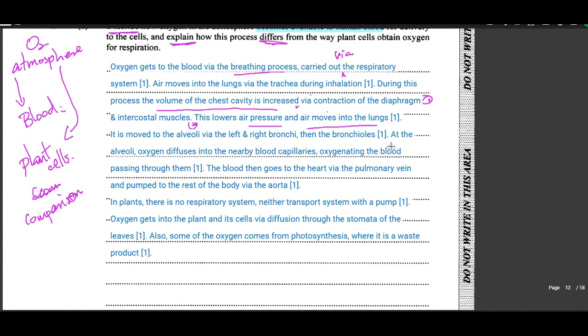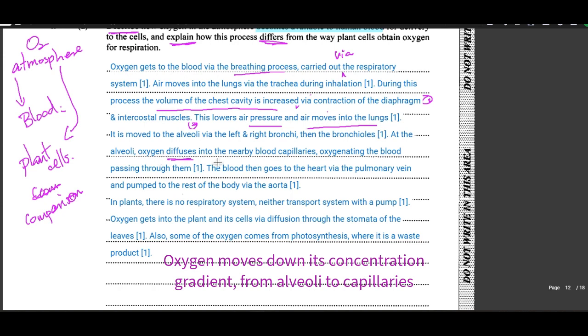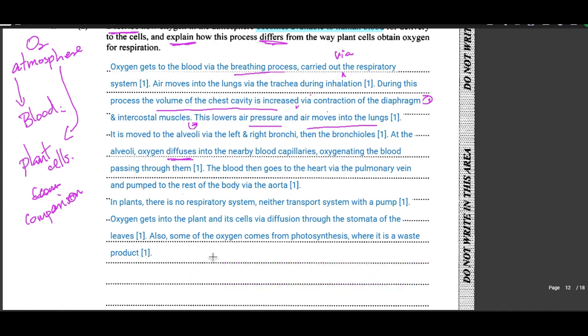At the alveoli, oxygen diffuses, because this is important, right? Oxygen is going to diffuse into the nearby blood capillaries, oxygenating the blood passing through them. So in other words, the oxygen is going to pass from the alveoli into the blood capillaries that are nearby. The blood that's passing through the capillaries gets oxygenated. And then what happens to that blood? The blood is going to go to the heart via the pulmonary vein and be pumped to the rest of the body.